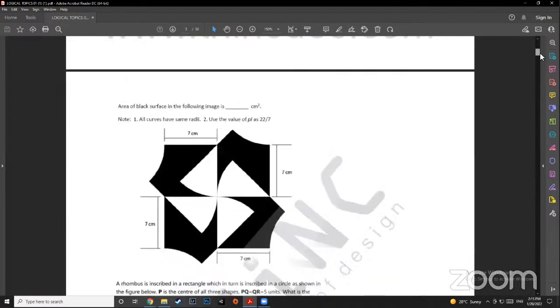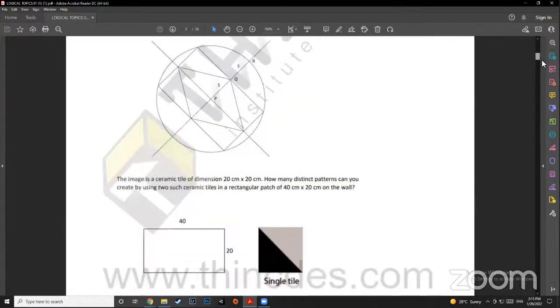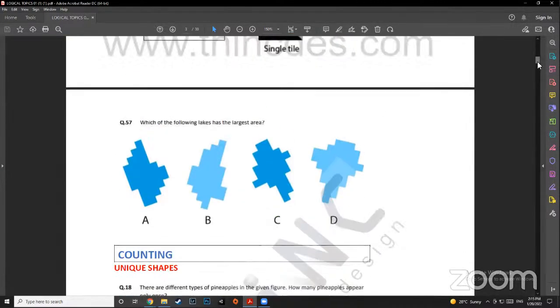Then there will be area finding. Again, you'll have to use logic to find the area of these different shapes. Again, area or perimeter. So this is also interesting. Which will be the biggest? Which of these is the biggest one?